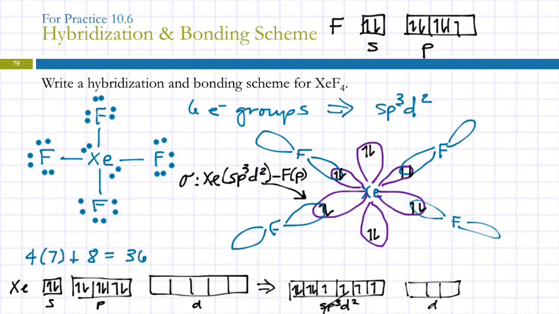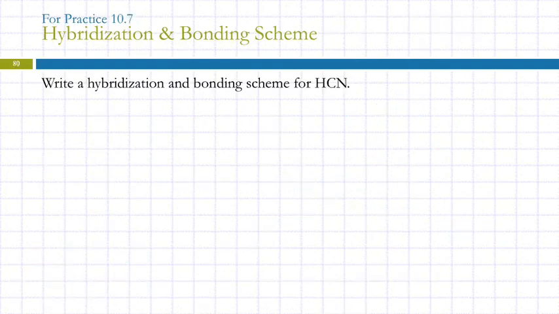Isn't this fun? Let's do another one. HCN. Oh, we've got to start with the Lewis structure. So we're going to put carbon in the middle. And then we've got 1 plus 4 plus 5, 10 electrons. So we've got 2, 4, 6, 8, 10. Not going to work out very well, is it?